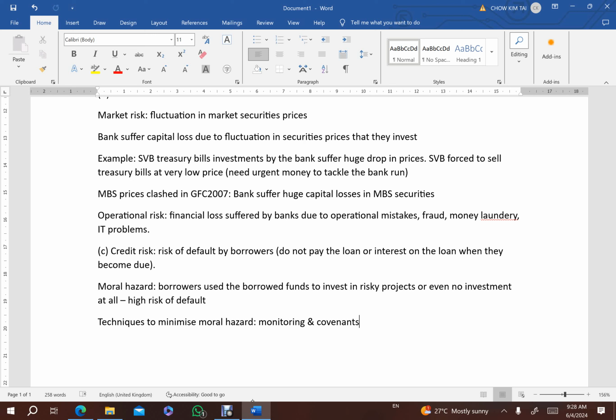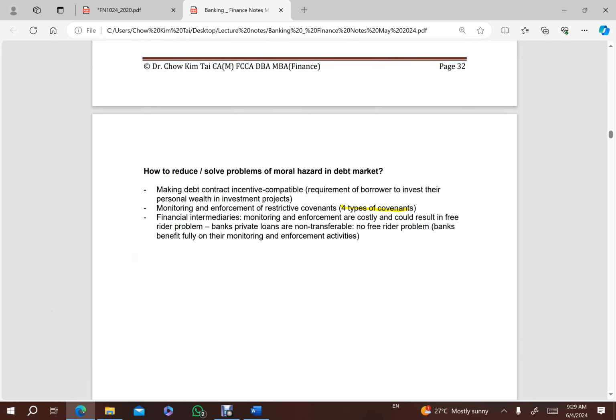So again, you need to monitor. That's where we have this word delegated monitoring. Monitoring is time consuming and expensive. So it makes sense to delegate the monitoring to the bank, because the bank can do it more effectively and cheaper. The bank has economy of scale, economy of scope, the bank has experts, and they use technology. Always these three points. So that's where the idea of delegated monitoring comes in.